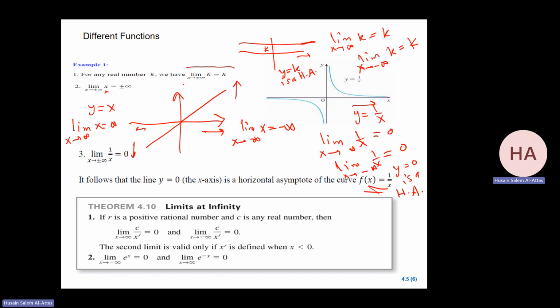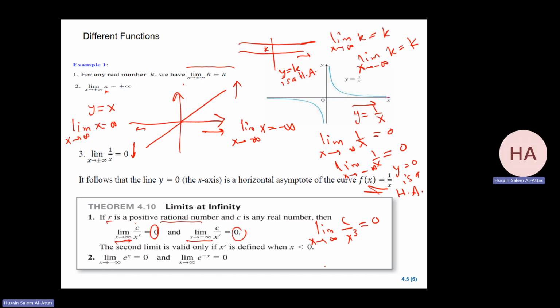Actually, more than that, if r is a positive rational number, a constant over x to the power r will go to 0. And the same thing, either x goes to infinity or x goes to minus infinity, I'm getting always 0. So, for example, the limit as x goes to infinity of c over x cubed, or x to the power 4, or x to the power 5, or x to the power 2.1, any positive value. The result is what? 0.